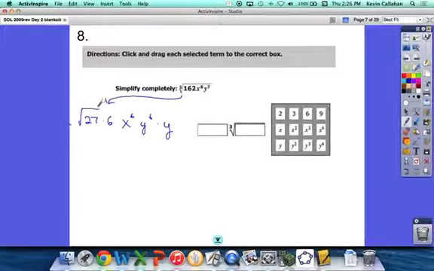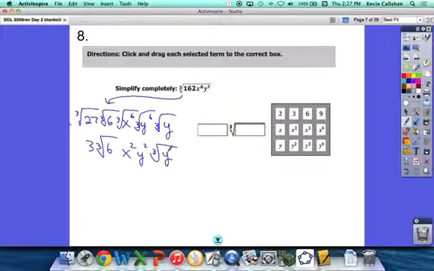So then we're going to go through and take the third root of all of those. The third root of 27 is 3, times the third root of 6. The third root of x to the 6th, what is it? X squared, it's 6 divided by 3. The third root of y to the 6th is y squared, and the third root of y. So the answer is 3x squared y squared times the third root of 6y.